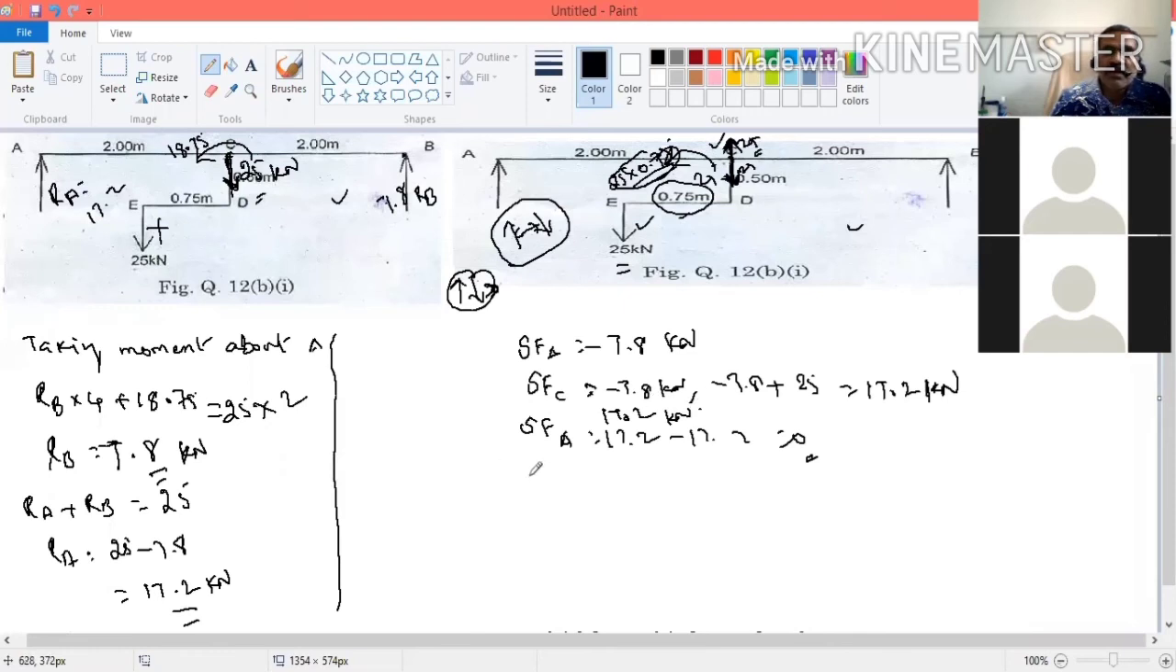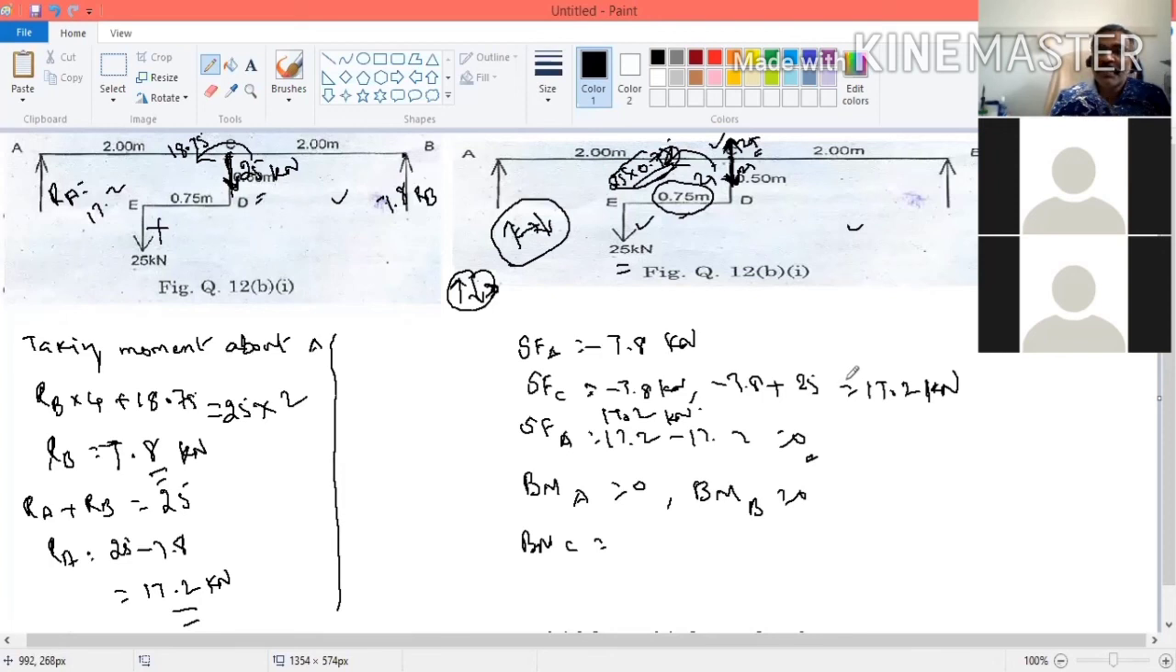Now you find the bending moment. Bending moment at A is equal to zero. Bending moment at B is equal to zero. Now you find the bending moment at C. Please remember this point. While calculating shear force, we calculate two times. When do you calculate two times? When there is a point load, we calculate two times. Why? Because of the point load, the shear force will change suddenly.